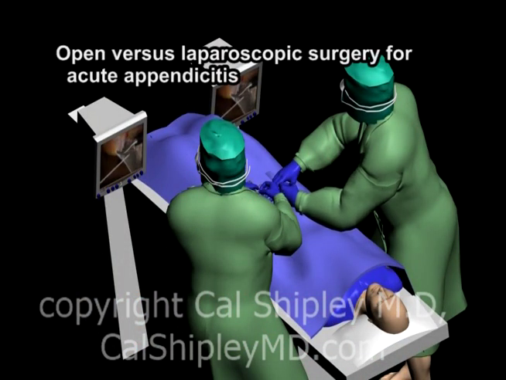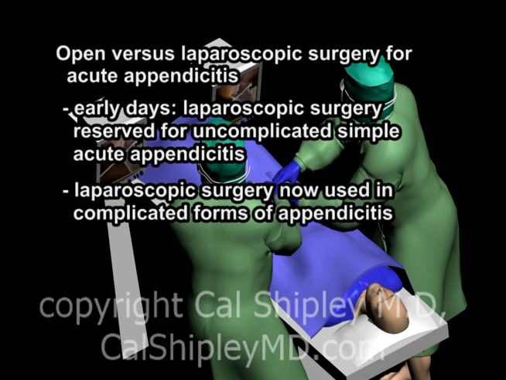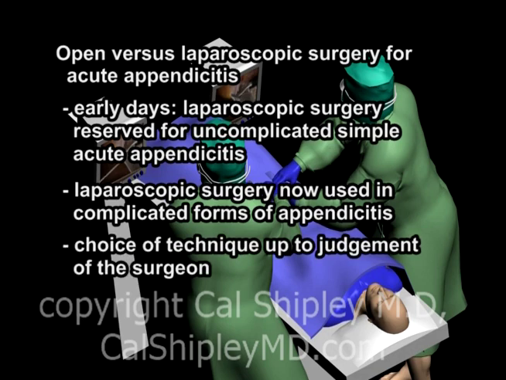And to bring this presentation to a close, a quick mention of open versus laparoscopic technique for performing appendectomy in acute appendicitis. In the early days of the development of the technique, laparoscopic surgery was reserved for cases of simple acute appendicitis. With ever-increasing sophistication of the technology and more experienced surgeons, the laparoscopic technique is now used in all forms of acute appendicitis, including cases of free perforation and those involving acute peritonitis. The decision as to which technique to use in a given patient is now largely up to the judgment of the surgeon.